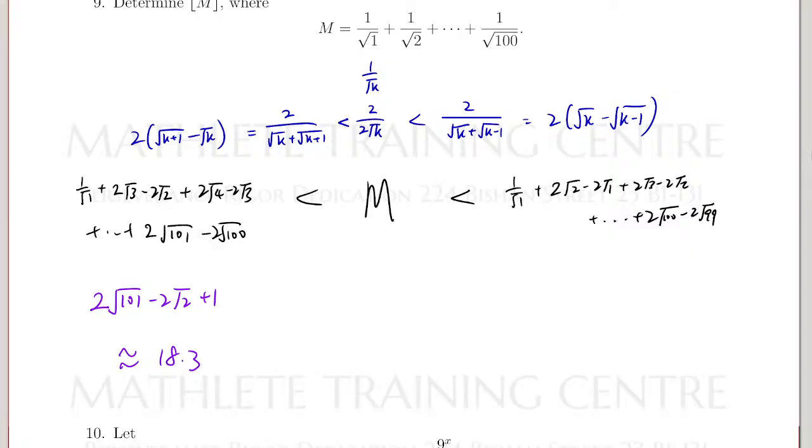But if you look at exactly the right hand side, it will be 19 because this is 2 square root 100 minus 2 square root 1 plus 1 over square root 1, which is 19. So m is between 18 and 19. M rounded down will be 18. This is the answer.